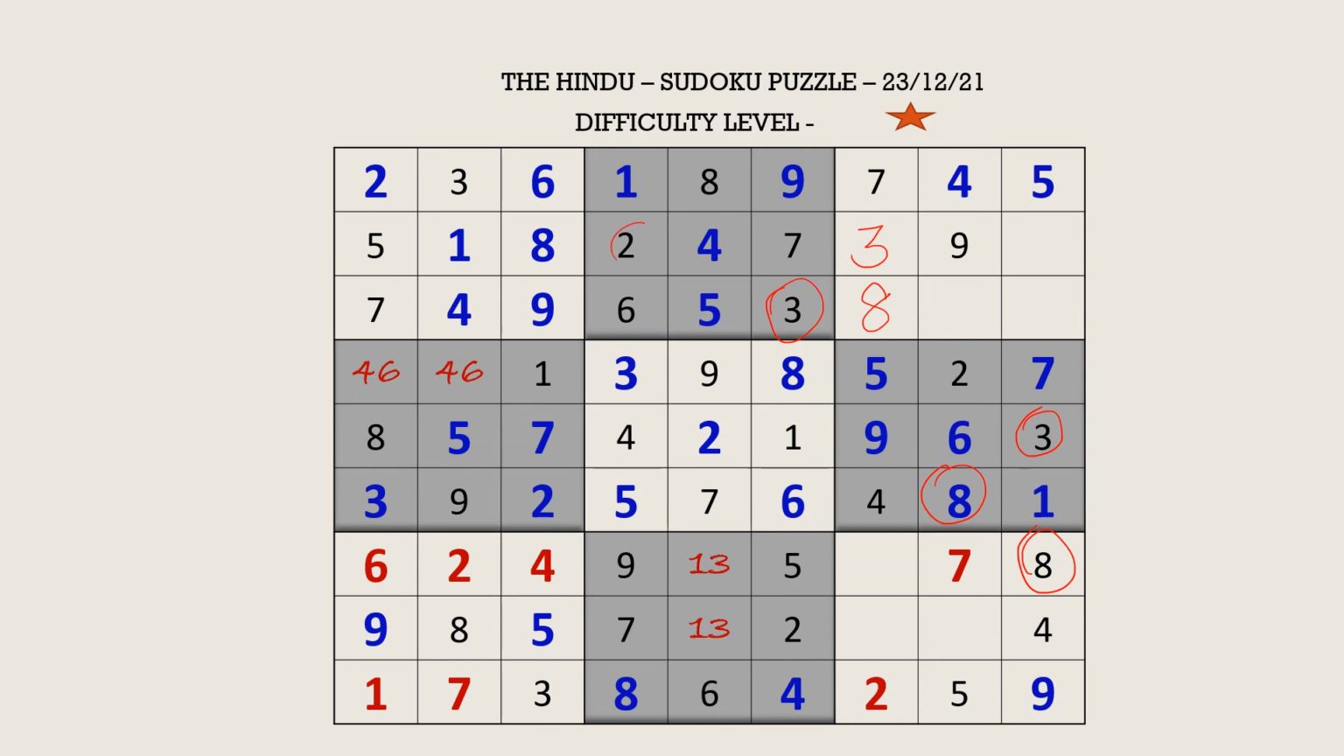This 2 blocks here and this 2 blocks here. So this is the 2. That leaves 2 missing numbers. The missing numbers are 6 and 1. This 1 blocks here. So this cell takes 6 and this becomes 1.